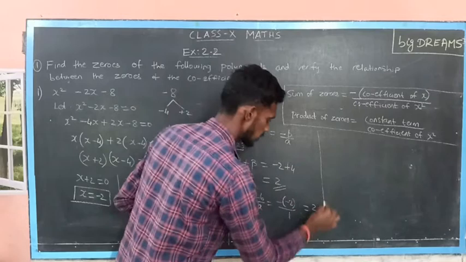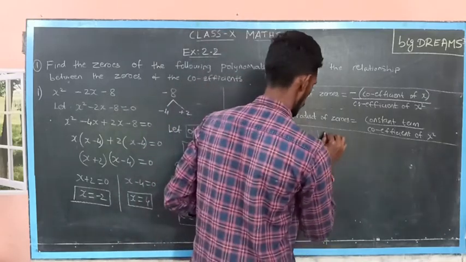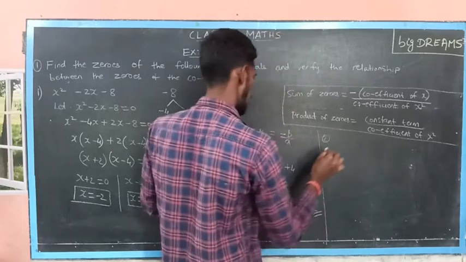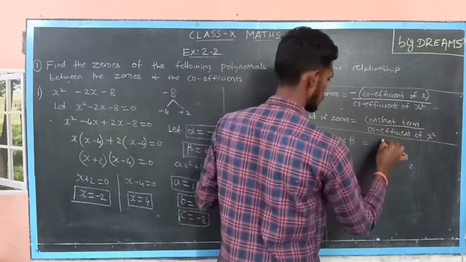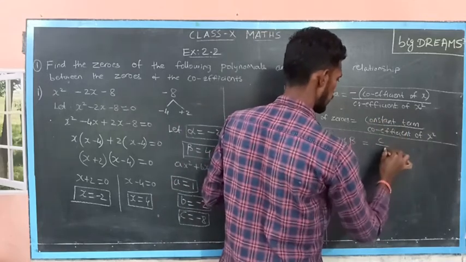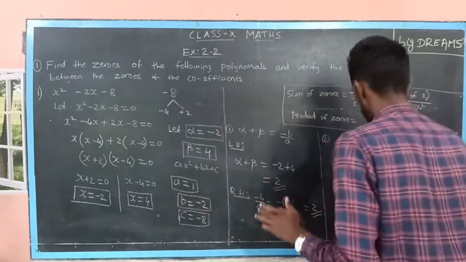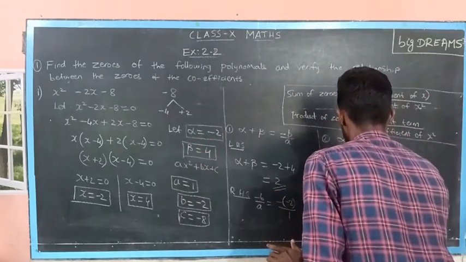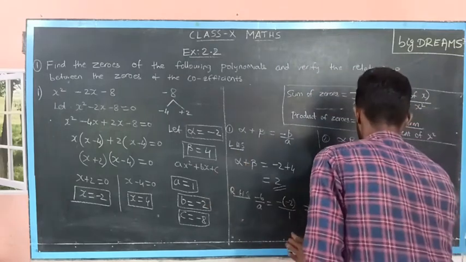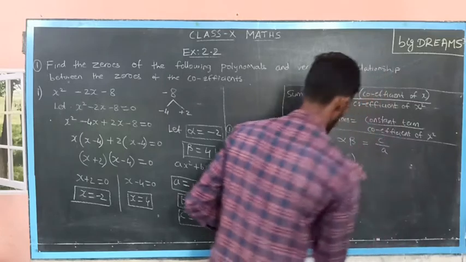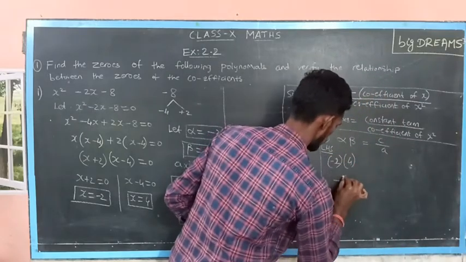Then go for the second condition. The second condition is product of zeros. So, product of zeros means alpha into beta is equal to the constant term c by the coefficient of x square, which is a. Substitute the values. Alpha is equal to minus 2 and beta value is 4. So, minus 2 into 4 gives minus 8.